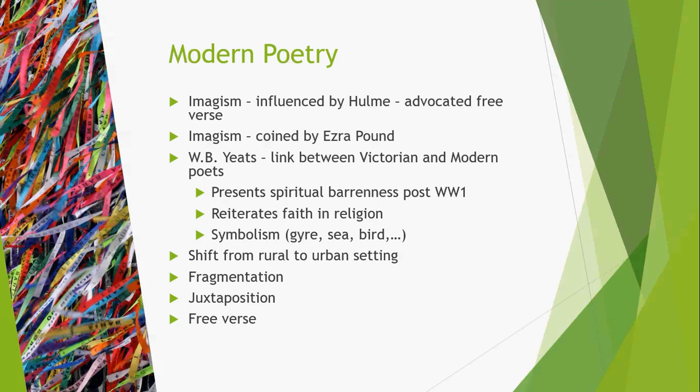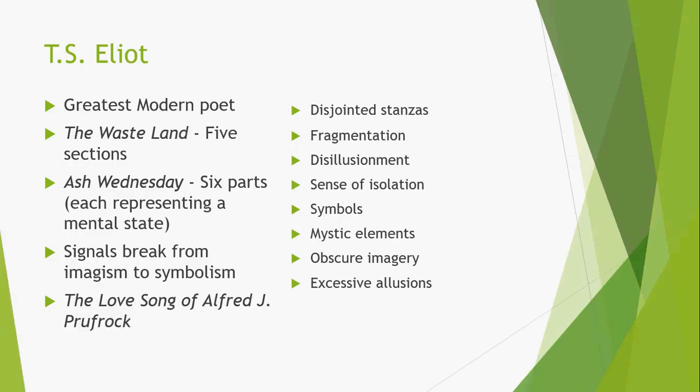If you look at the Victorian period, we still find the setting very much rural, but we have already seen that it shifts gradually towards the urban. In modern poetry, we find that the urban setting is more predominant. There is a lot of fragmentation, there is a lot of juxtaposition, and as I said, there is very good use of free verse.